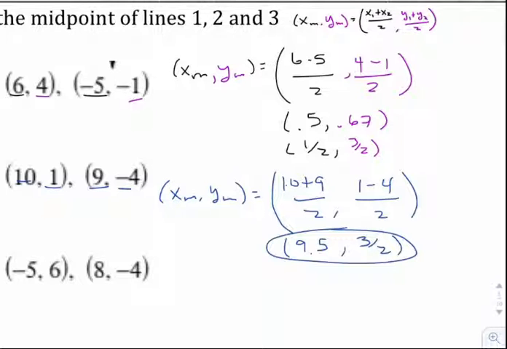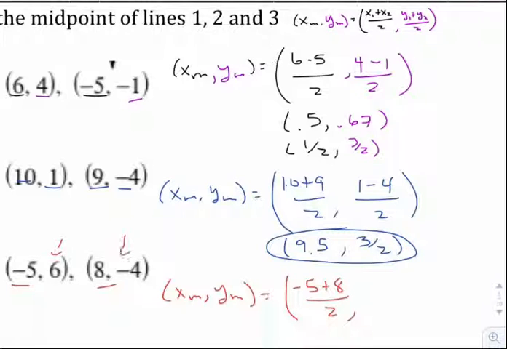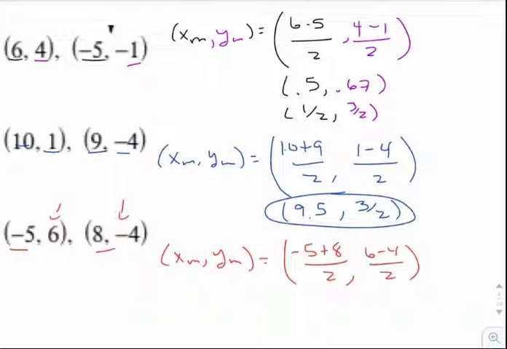Let's switch to red. All right, last one. Let's add our x's together. So that's negative 5 plus 8 divided by 2. Then let's average our y's together. 6 minus 4 divided by 2. Negative 5 plus 8 should give me a 3, so that'll be 3/2. 6 minus 4 is 2 divided by 2 gives me a 1, so it's just a 1.